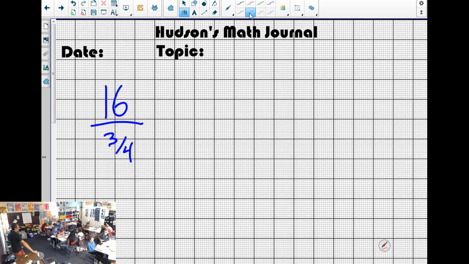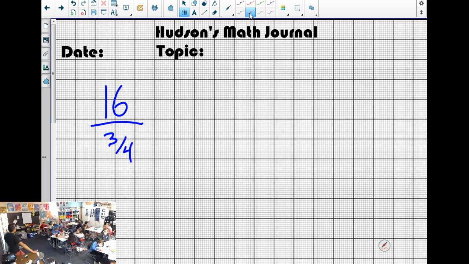Peyton, divided by. Actually, anybody. So my question is going to be, why is the denominator a fraction? If you want to answer it, you can. Otherwise, I'll just take hands. Why is the denominator a fraction? What makes it a fraction? It's out of a whole. It's less than a whole. It's out of a whole.